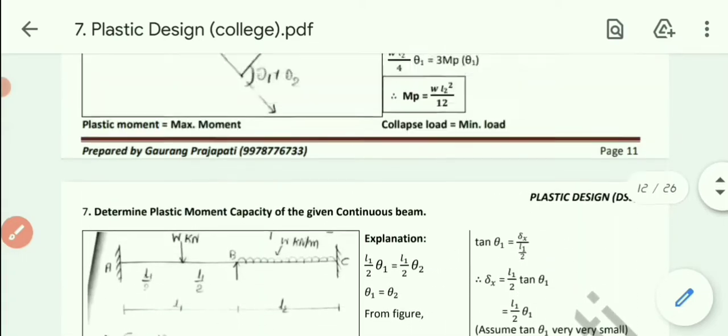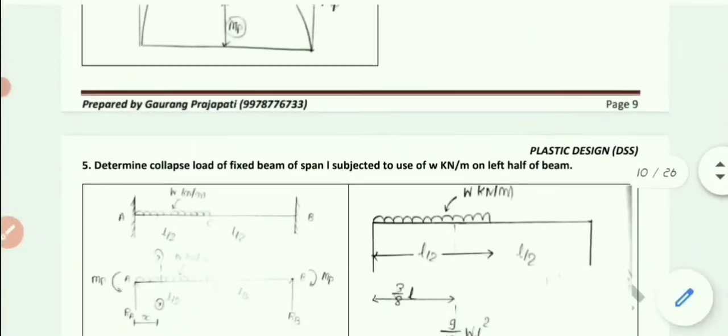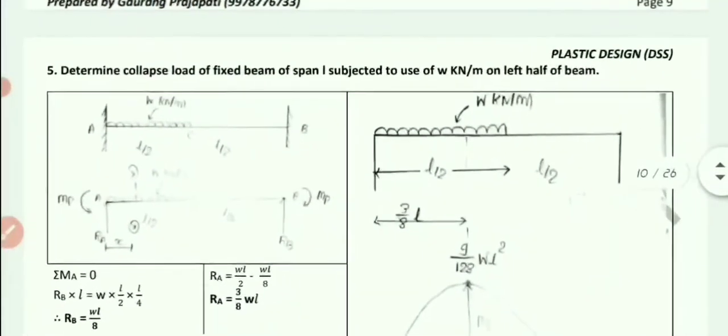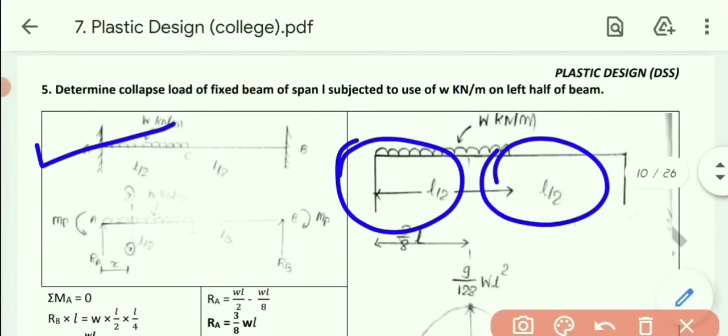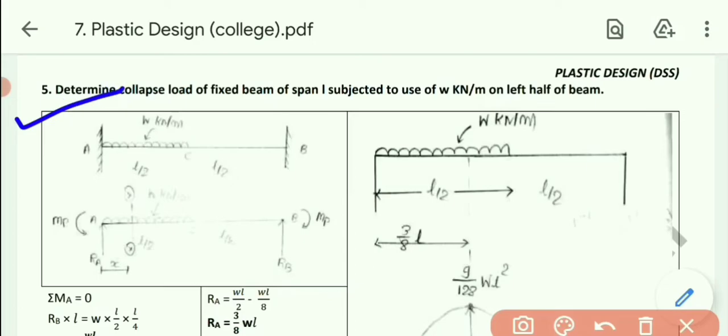Now let's solve another example. See, this kind of example has been asked in the exam. Okay, so let's solve this one. Example number 5. Determine the collapse load for the fixed beam of span L subjected to load W kilonewton per meter on the left half of the span.